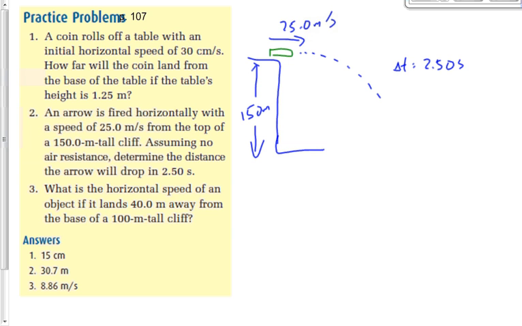We want to find out how far it will drop. We want to find out this number, how far it's going to drop in 2.5 seconds. It doesn't say it hits the ground, does it? How long does it take to hit the ground 150 meters down? I don't know. Maybe it does go all 150 meters down. Maybe it doesn't. It doesn't tell us. It just says the cliff is 150 meters high. How far down does it go?